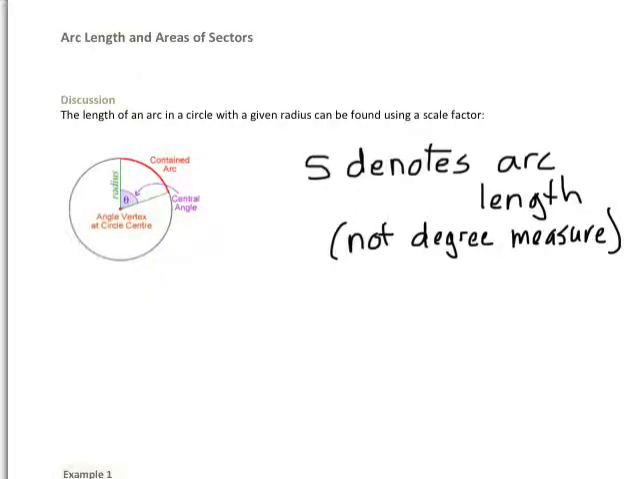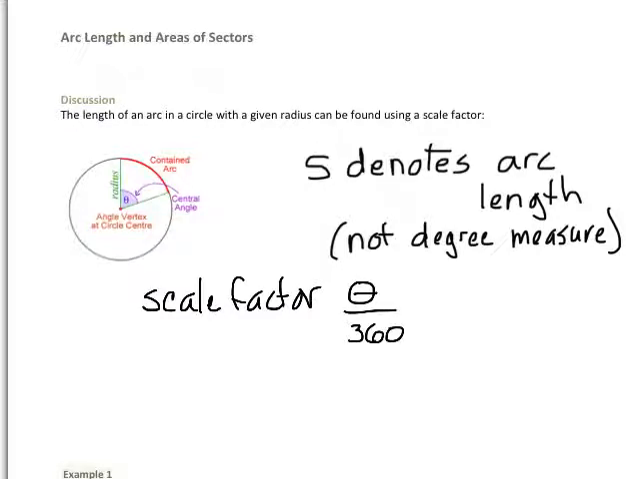We're going to use our degree measure, our central angle, to set up the scale factor, because the central angle can be a ratio with the angle measure all the way around the circle, and we can compare that to the length of the arc to the distance all the way around the circle. So that's what we're going to do. Our scale factor, if theta is the central angle in degrees, is going to be theta over 360 degrees.